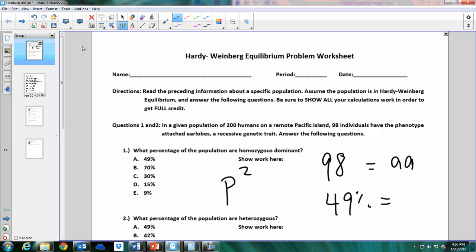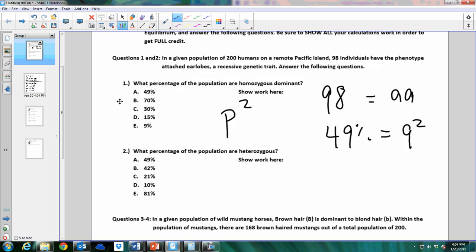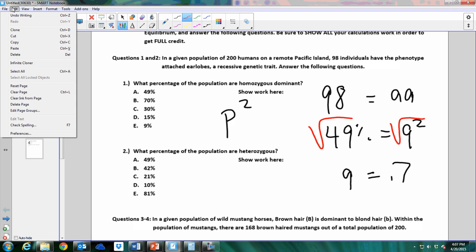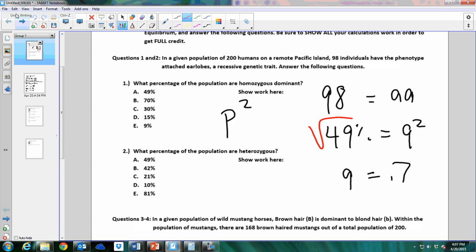So 0.49 is equal to q squared. So what is q equal to? Why do we need to solve for q? Well, we need to solve for q because we know that p plus q equals 1, and if we can solve for q, we can solve for p. So q in this case equals 0.7. And how did I get that? I just took the square root of both sides. All right, so if q equals 0.7, then p equals 0.3. And if p equals 0.3, then p squared equals 0.09, or 9%.